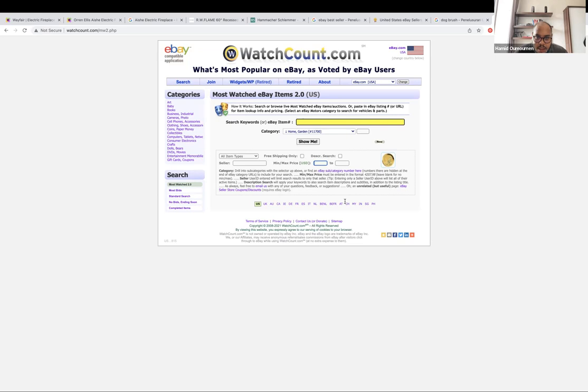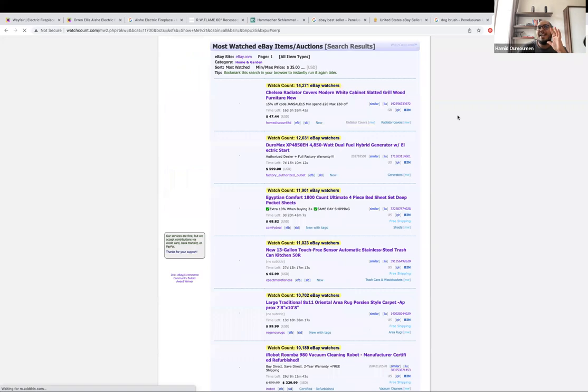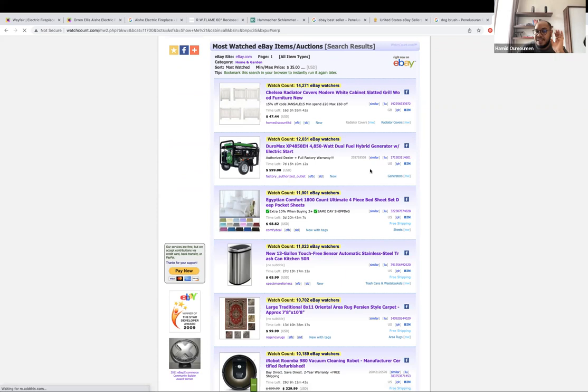And for the price, just to avoid showing the low ticket items, we'll set a minimum. To sell something at $100, sometimes you need to buy starting from $30, as a minimum, $30 or $35. Then let's do show me. Now we are looking just for an idea. We are not looking for a winning product or something. You start with an idea, then from that idea you start finding products.